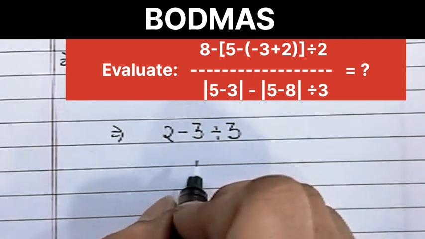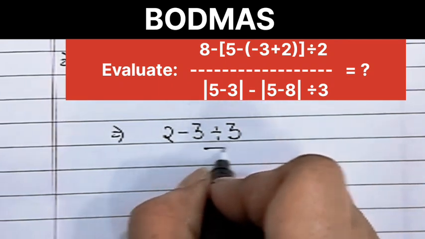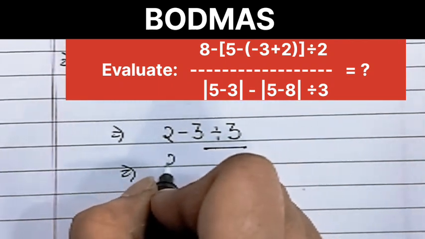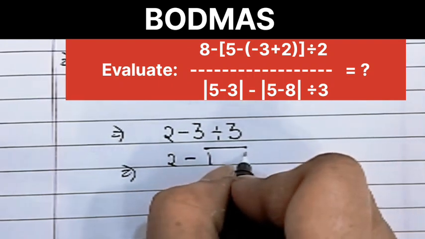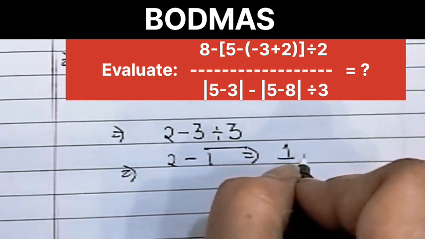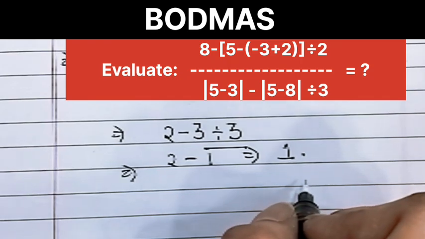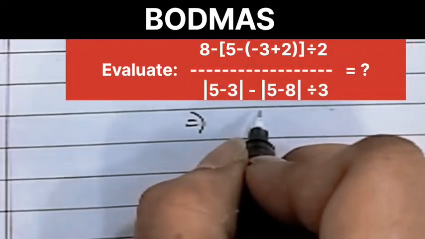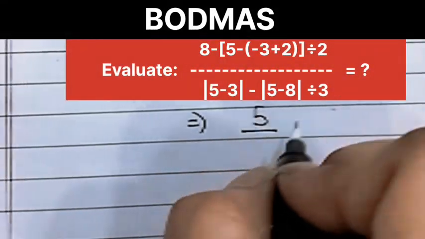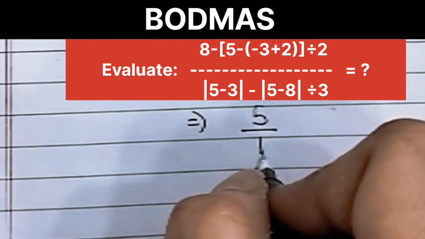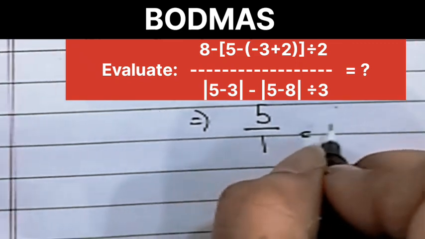Now division: perform division before subtraction. So there will be 2 minus 1, and after finally subtracting you will get 1. Now the final calculation: divide the result of the numerator by the denominator part, which is first 5 the numerator part and the denominator part is 1. So you will get simply 5.